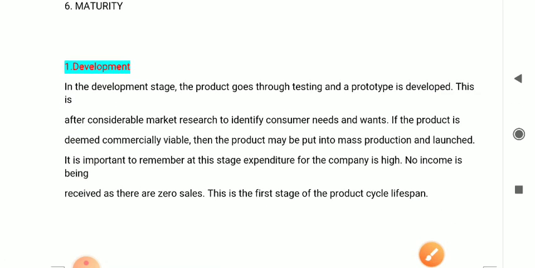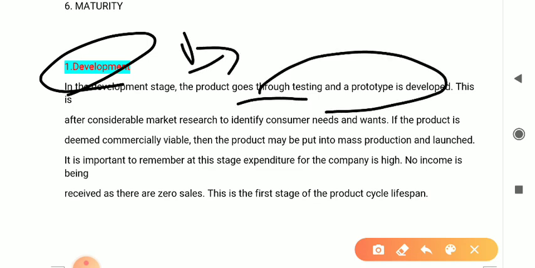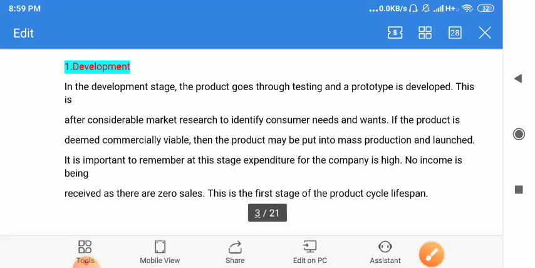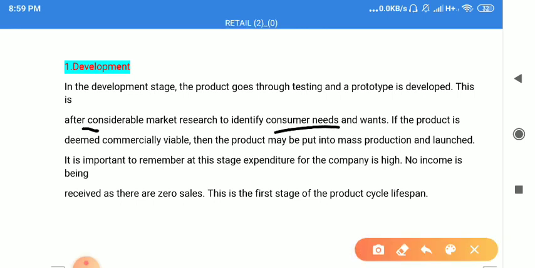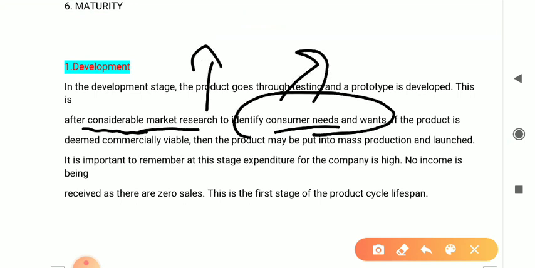In the development stage, the product goes through testing and a prototype is developed. In the development process, there are some questions the businessman should ask: which product do they want to produce? There will be some testing, and some prototype will be developed, right? And how will they choose the product according to the customer's needs? So they need some consumer market research, customer needs and wants. As per the customer needs, they will produce their products accordingly, otherwise they will face huge loss.